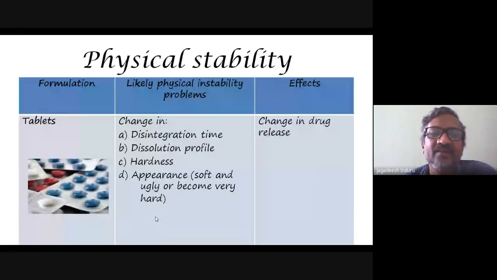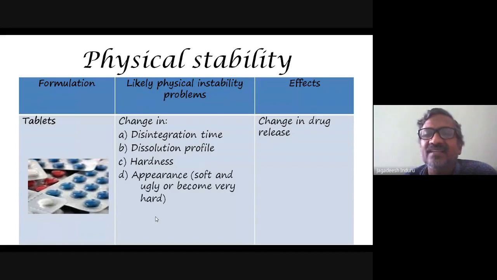That is also getting affected, and its hardness. It should not be too hard, and it should not be getting too brittle. And appearance. Most of the time, the soft, sticky and ugly appearance comes to become very hard, and cracks appear on the surface. That will give an ugly look.